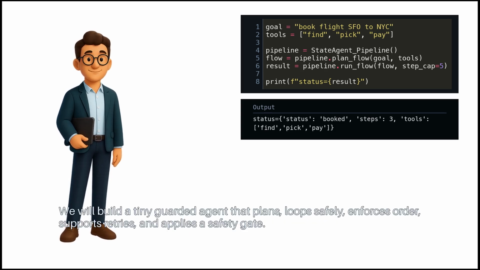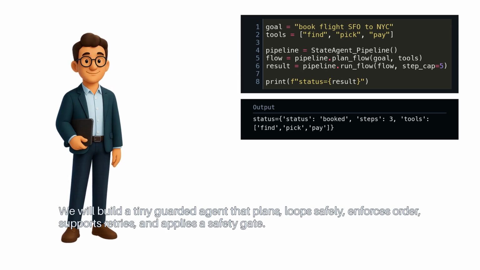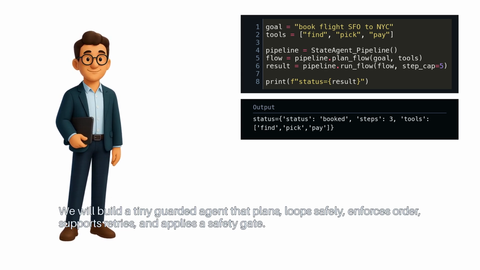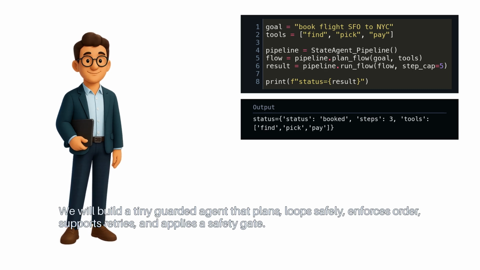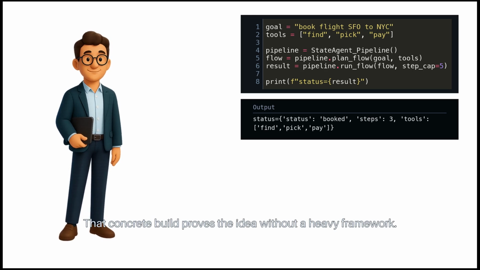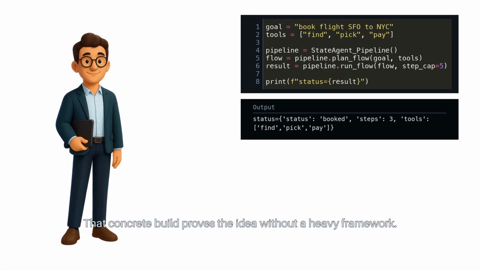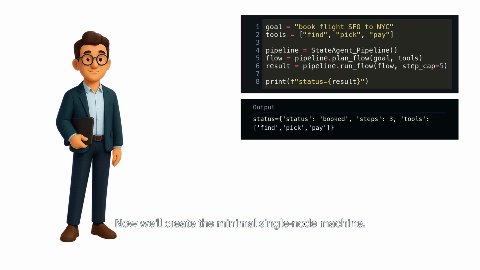We will build a tiny guarded agent that plans, loops safely, enforces order, supports retries, and applies a safety gate. That concrete build proves the idea without a heavy framework. Now we'll create the minimal single-node machine.